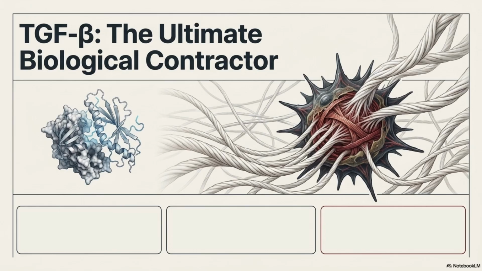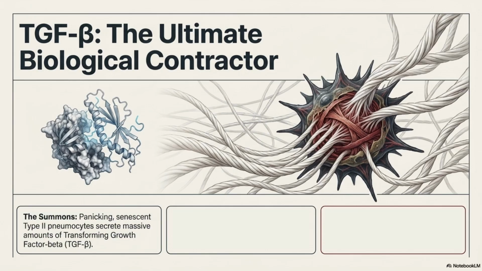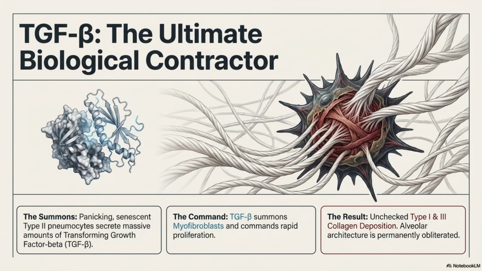The most important of these cytokines is TGF-beta, the ultimate biological contractor. First is the summons. The panicking senescent type 2 pneumocytes secrete massive amounts of transforming growth factor beta, or TGF-beta. Next is the command. TGF-beta summons myofibroblasts and commands rapid proliferation. Finally, the result: unchecked type 1 and type 3 collagen deposition. The normal alveolar architecture is permanently obliterated.